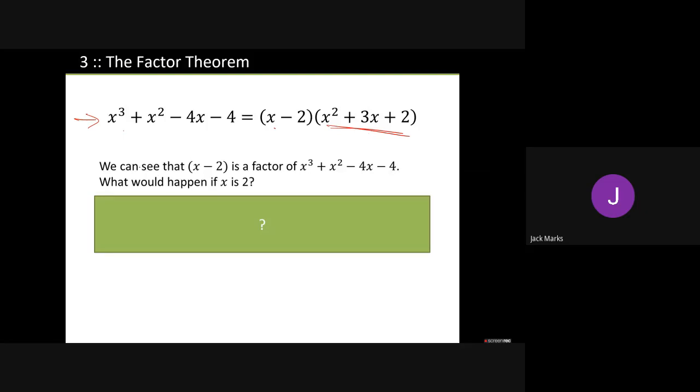So what can we do? Well, we can see that x minus 2 is a factor of all of this. How do we know it's a factor? Because it divided cleanly, there's no remainder, and we're being told by this equation here. What would happen if x is 2? So x minus 2 is a factor. What happens if we just substitute in x equals 2? Have a quick go for yourself on the left-hand side of the equation and also the right-hand side for the equation. And what do you notice?